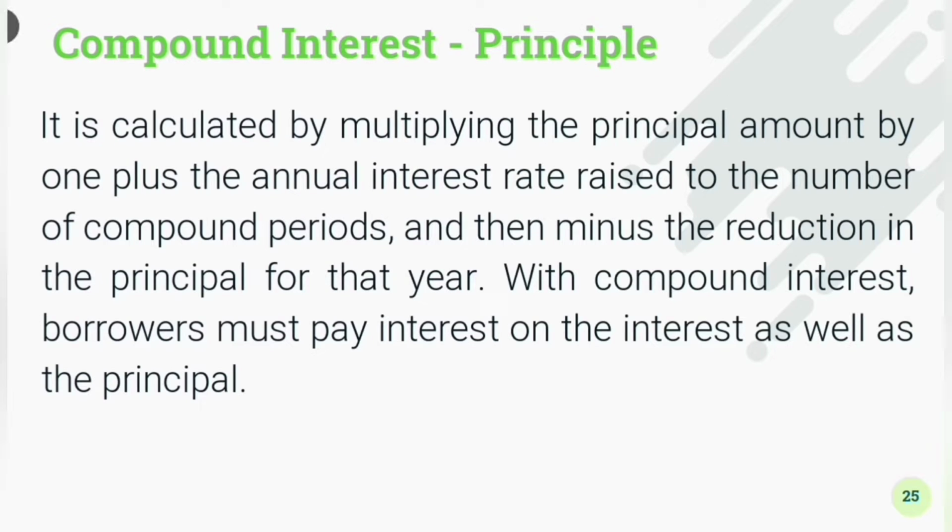Compound interest principal. It is calculated by multiplying the principal amount by 1 plus the annual interest rate raised to the number of compound periods, and then minus the reduction in the principal for that year. With compound interest, borrowers must pay interest on the interest as well as the principal.